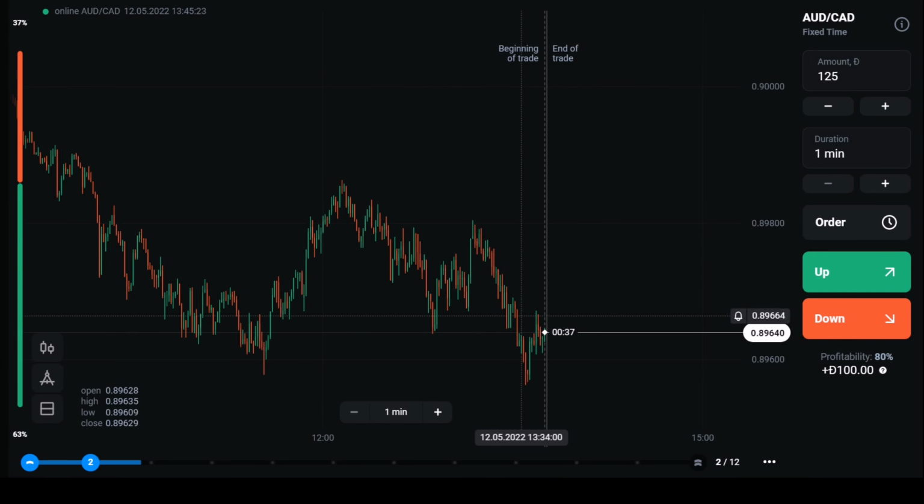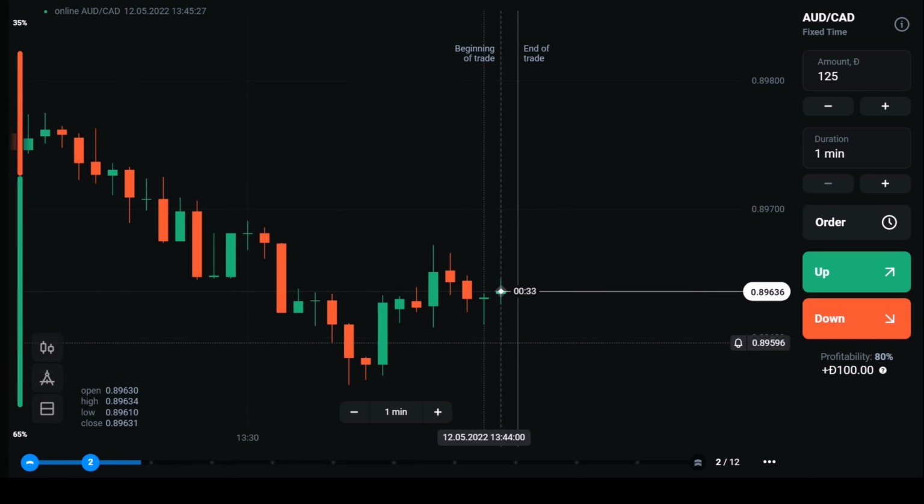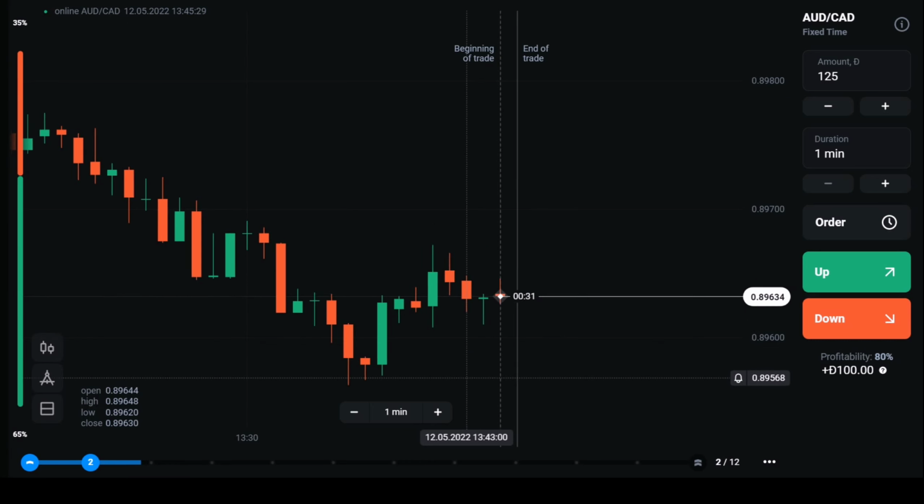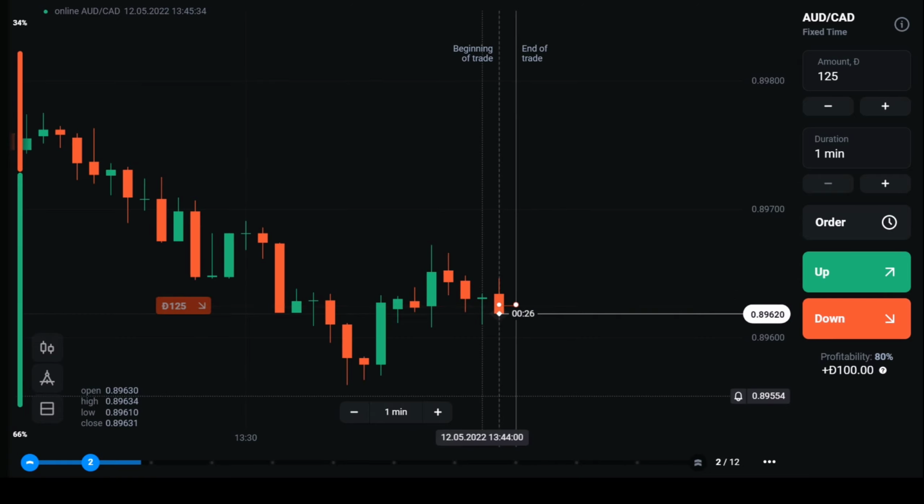There is a downtrend here, so the chances of the chart going down are high. If you use Bollinger here, you would have got the hint at the bottom. So here I take a downtrend trade for 1 minute.